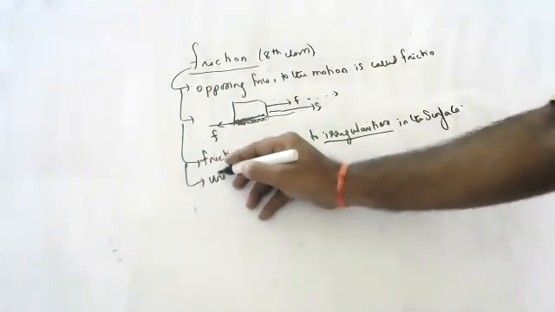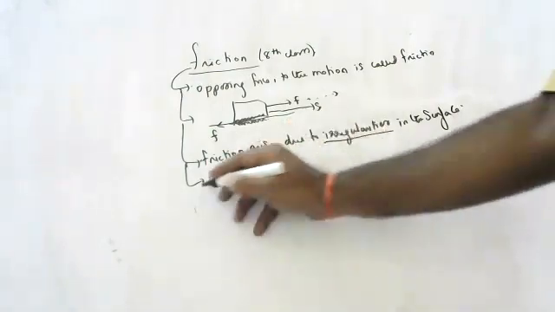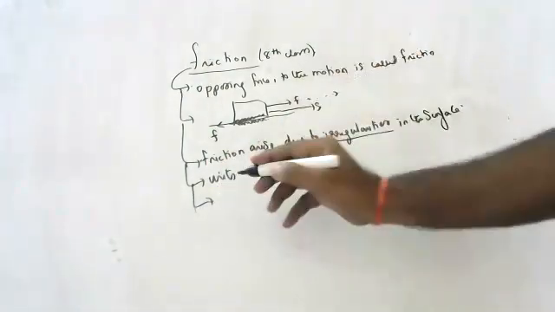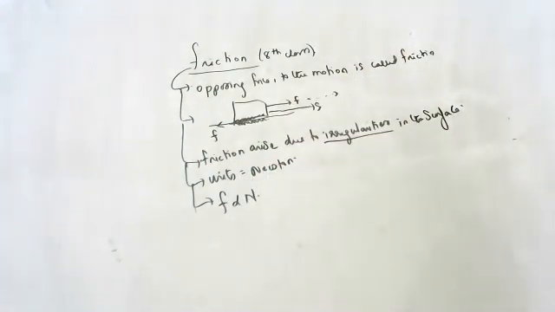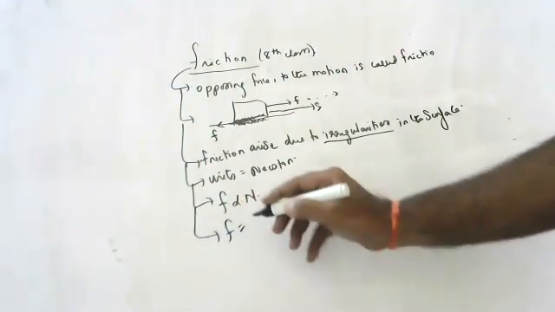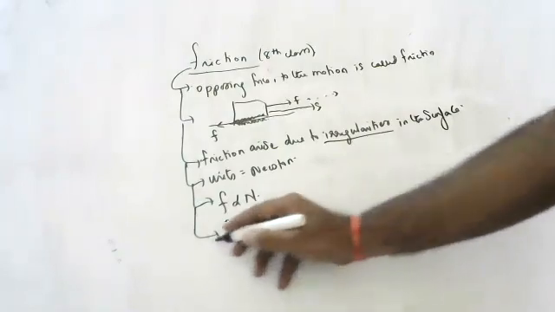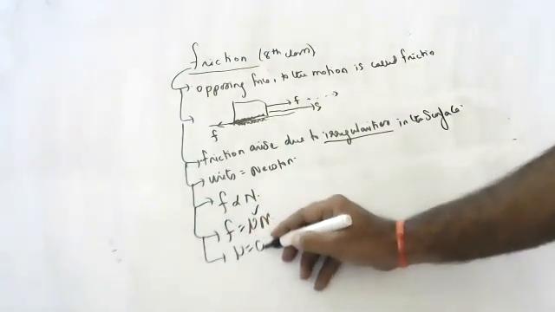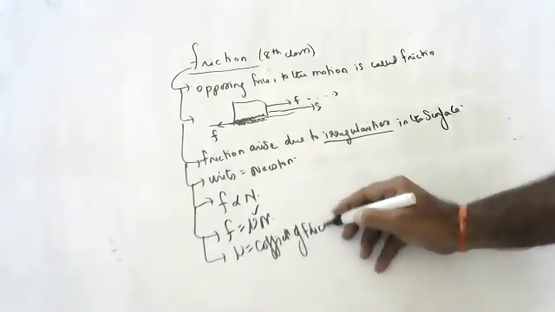What is the unit of friction? The unit of friction is also Newton. Friction is directly proportional to normal reaction. Removing proportionality, you have to keep mu, children, where mu is called the coefficient of friction. Then you will get doubts.